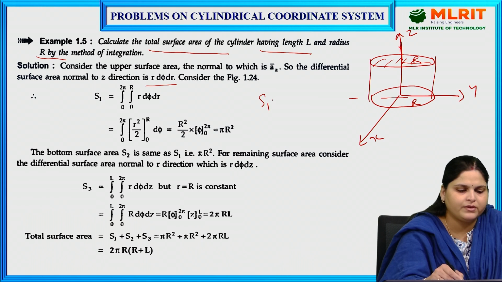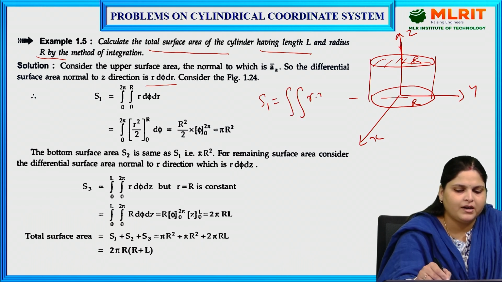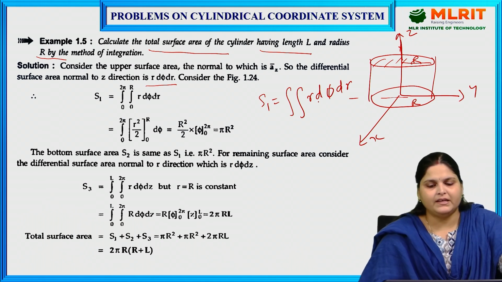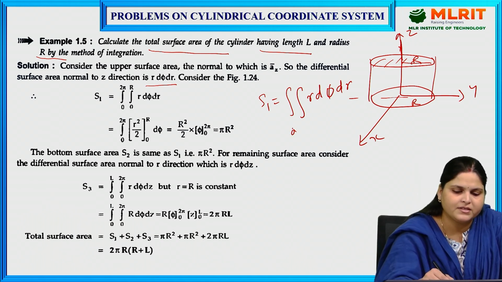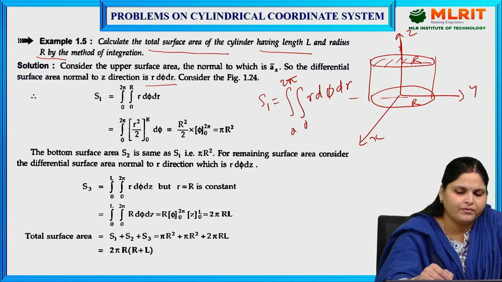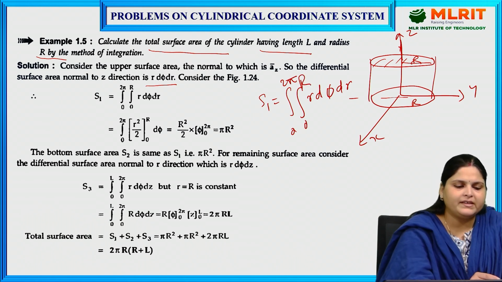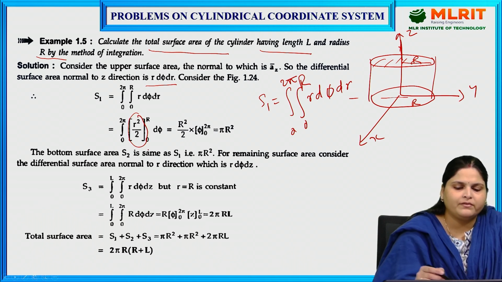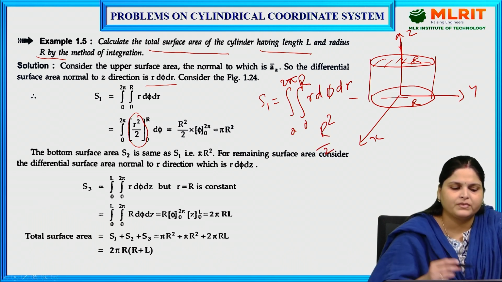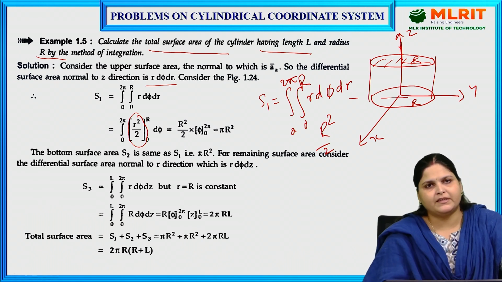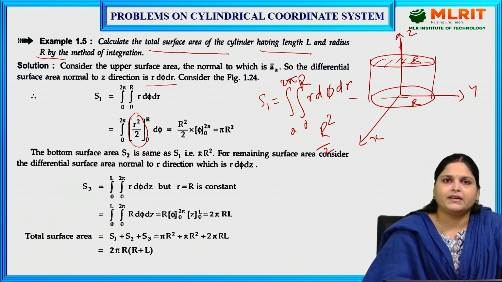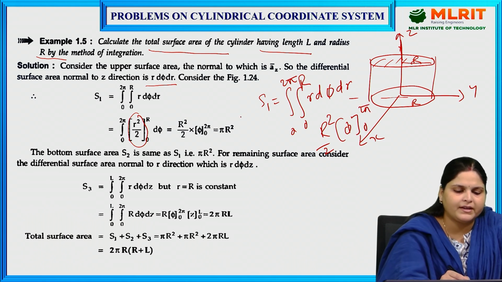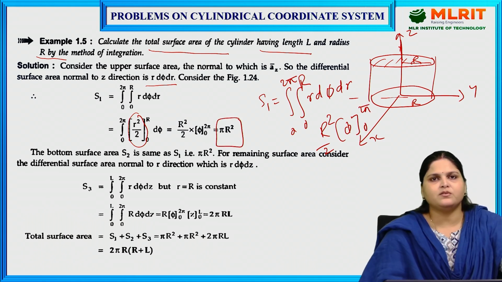S1 is equal to the integration of r d phi dr. The integration is with respect to phi and r. The range of phi will again be 0 to 2 pi, and r will be from 0 to R. When we integrate r dr, it becomes r square by 2 with limits 0 to R, so it becomes R square by 2. Then we integrate 1 with respect to d phi, whose integration is phi with limits 0 to 2 pi. And we get this surface area as pi R square.